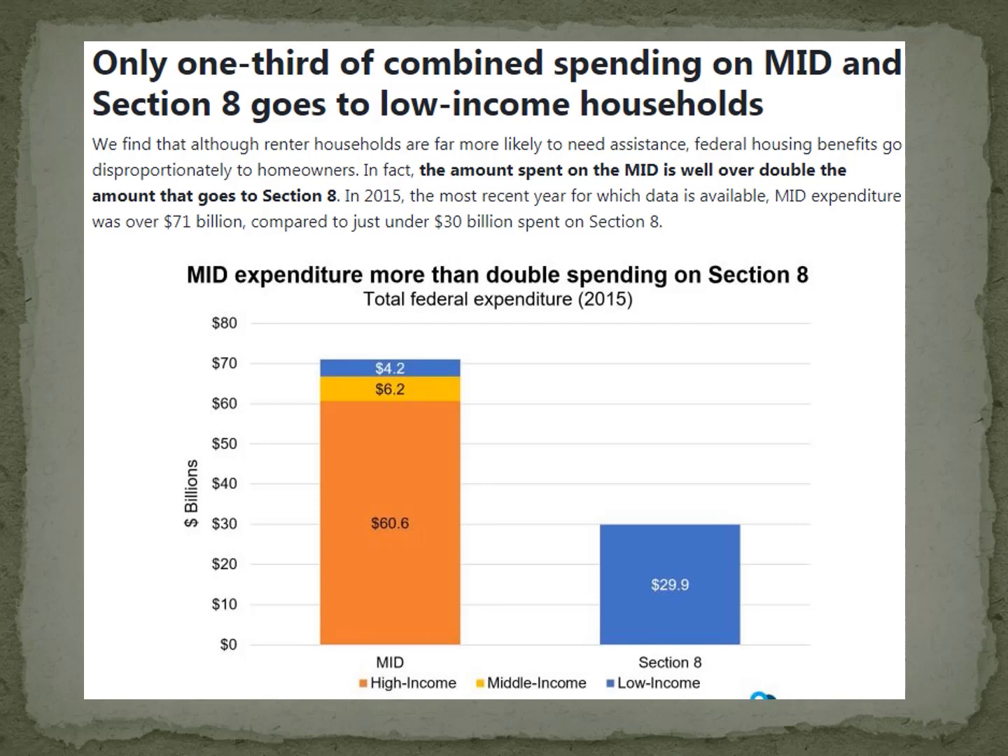Only 1/3 of combined spending on the mortgage income deduction and Section 8 goes to low income housing. Basically, the money that is supposed to help people with housing doesn't go to people that need help. We find that although renter households are far more likely to need assistance, federal housing benefits go disproportionately to homeowners. In fact, the amount spent on the mortgage income deduction is well over double the amount that goes to Section 8. So 71 billion spent on the mortgage income deduction and only 30 billion on Section 8. So just to give you an idea, the subsidies go to the more affluent.